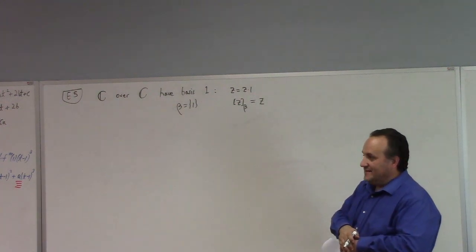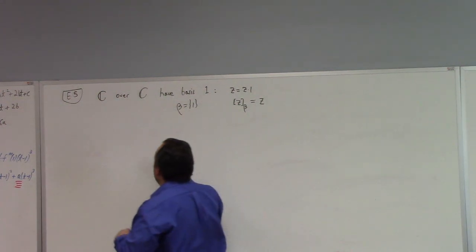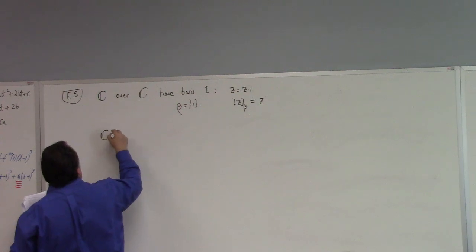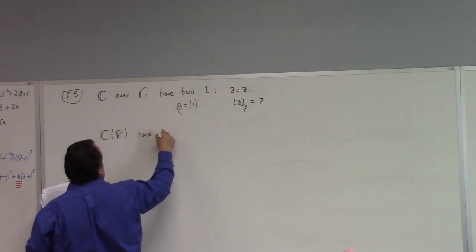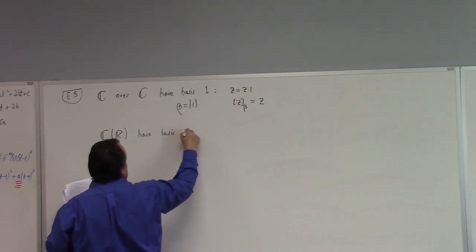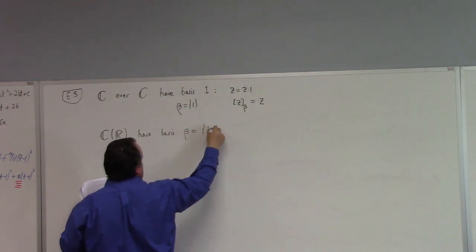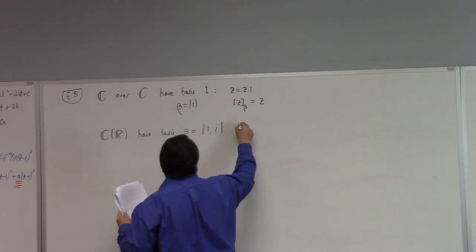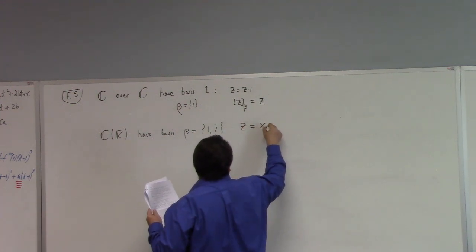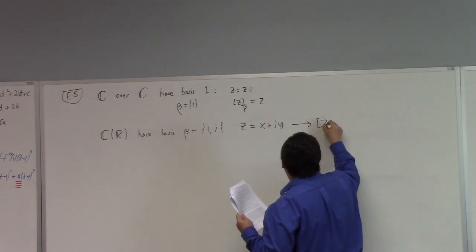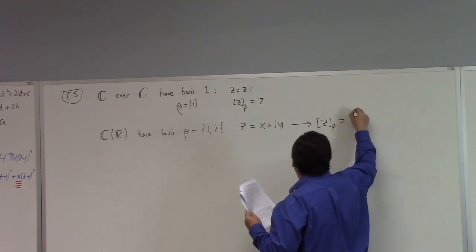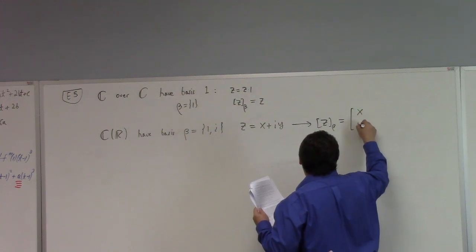Stupid. On the other hand, if we look at the complex numbers as a vector space over the reals, we have basis beta equal to, say, 1 and then i. And then if we have z equal to x plus iy, then the coordinate vector of z with respect to that basis would be (x, y).